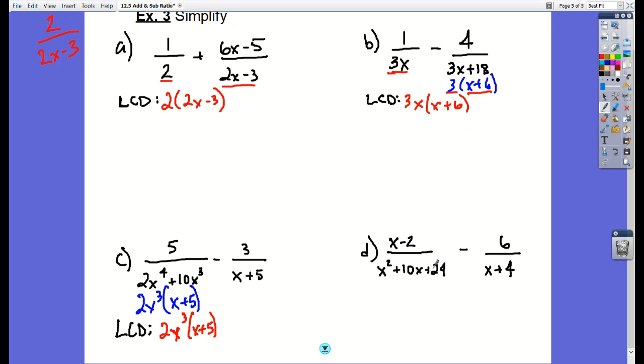Can someone factor the bottom left for us? Well, x plus 4, x plus 6. Once again, just working left to right.